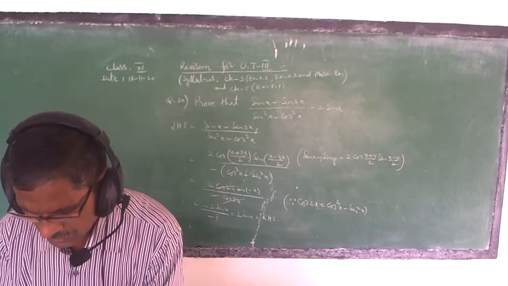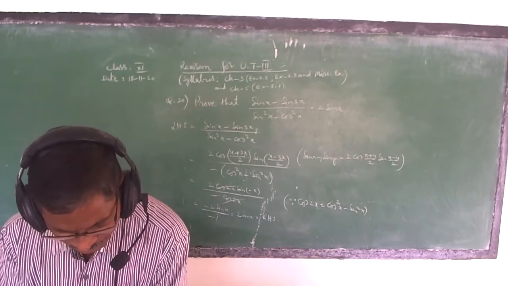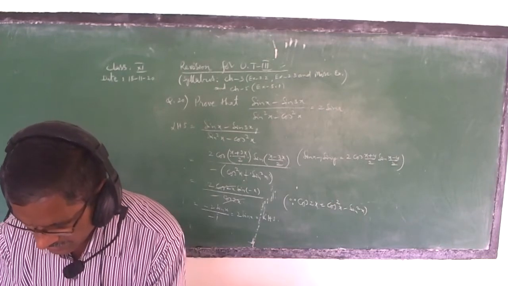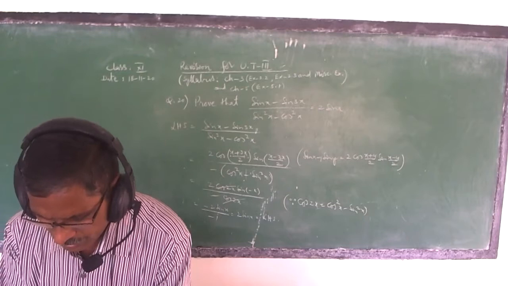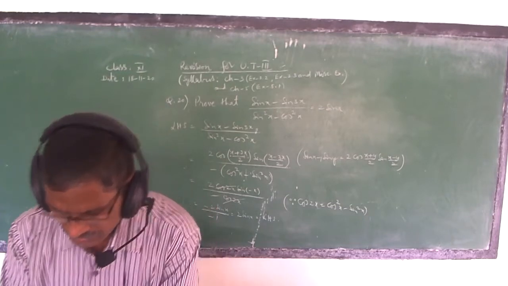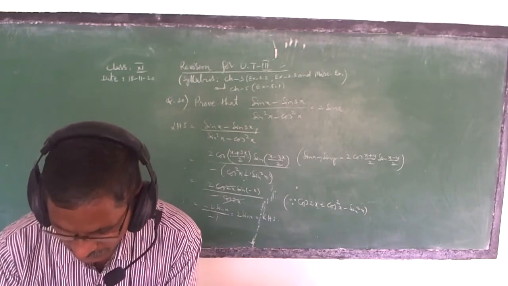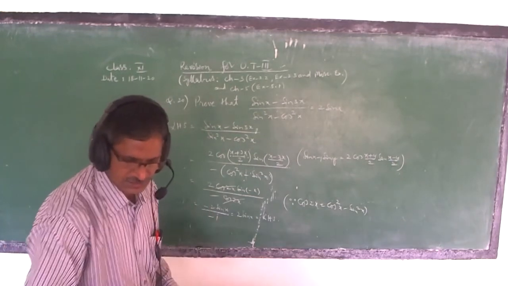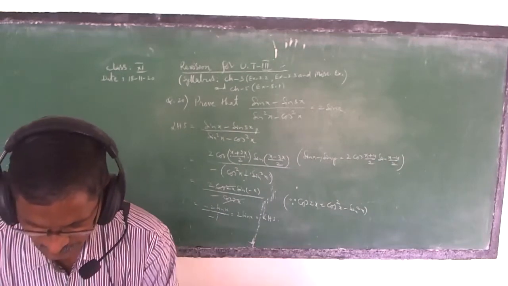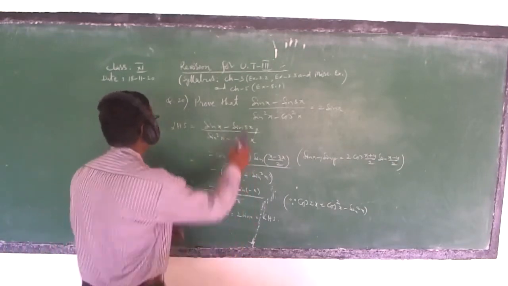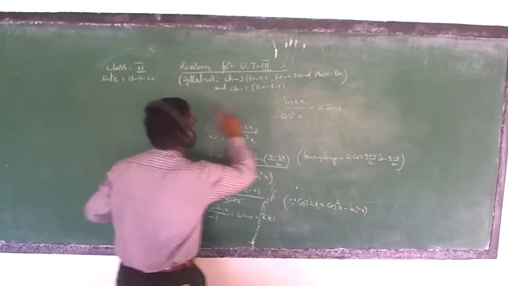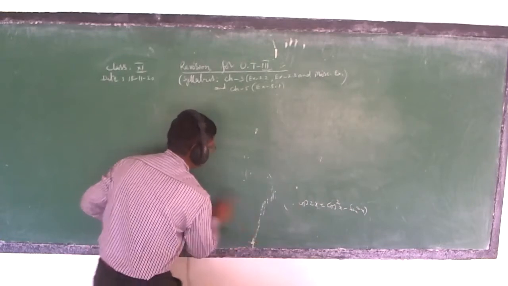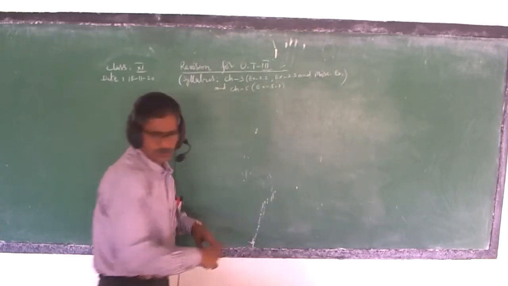Remaining all questions are almost like this only, and the miscellaneous exercise also you have to do in this way only. Miscellaneous exercise, I'll do one question. See question number 4, miscellaneous exercise. It is also a very simple question.